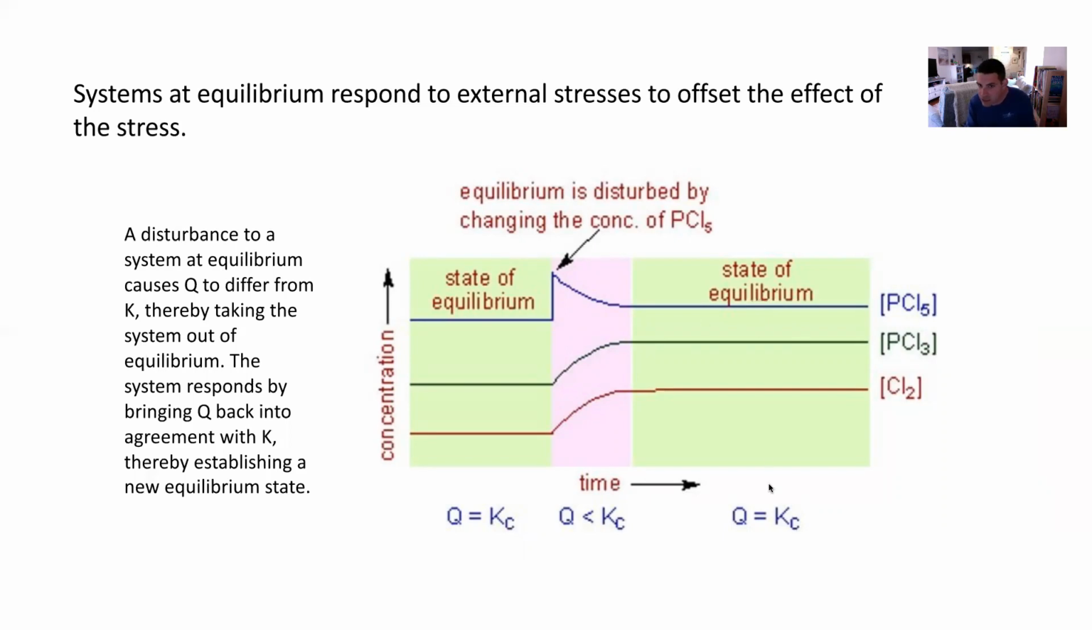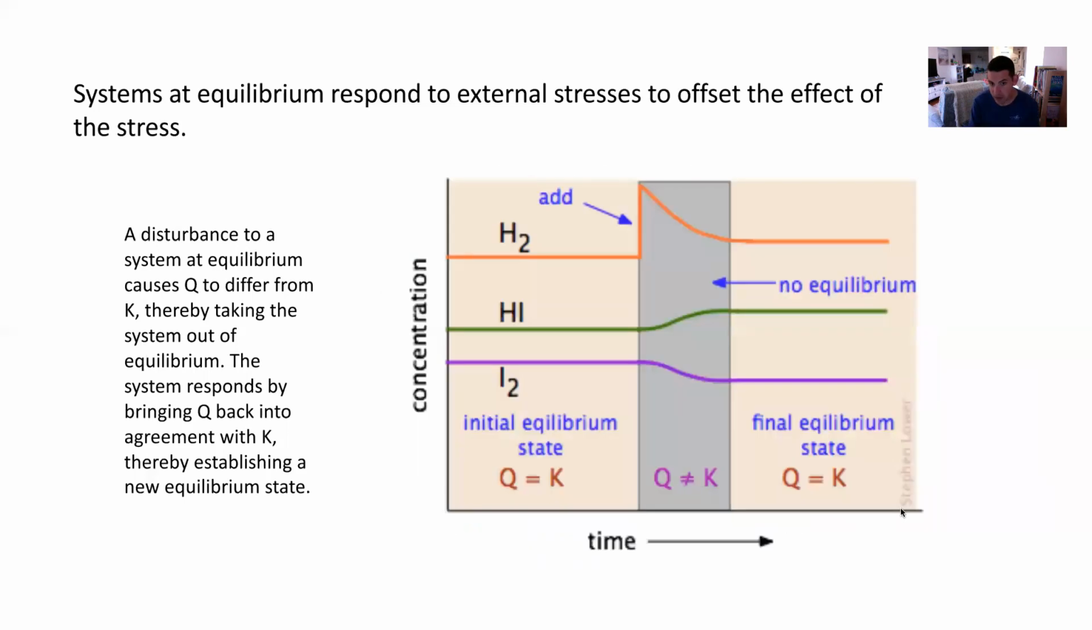All right, and again, the reason we're doing that is to get Q to equal K again. When we have that stress, Q and K no longer are equal, so we're no longer at equilibrium until that stress is alleviated. All right, so again, it's all about trying to get to a point where Q and K are equal to each other again.